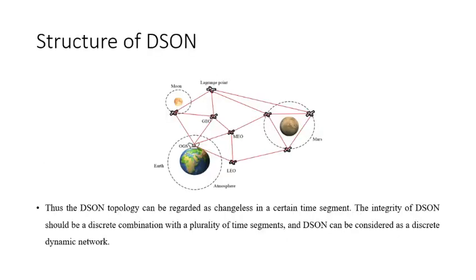Here we can see the structure of a DSON, deep space optical network. In this, we are seeing Mars, Earth, and the Moon. We have so many satellites in space. The connection between one satellite and another will have small and large points between them. If we have any large communication between them, the data rate will be slow and some noise will be added through wire.